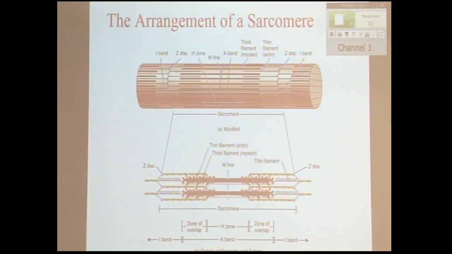And you've got all your different zones. H zone is where you only have myosin. I band is where you only have actin from here to here. The A band includes the myosin and the myosin-actin overlap. So from here all the way over to there is your H zone.